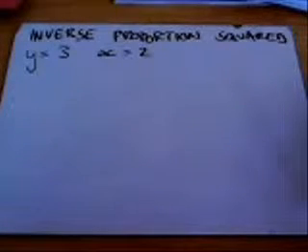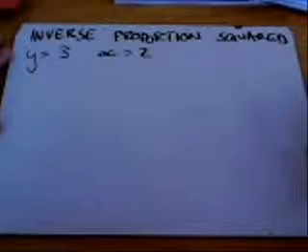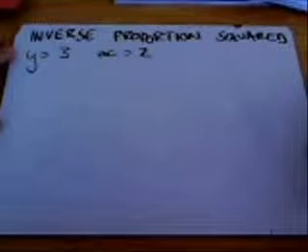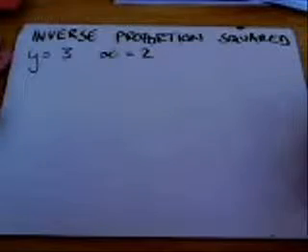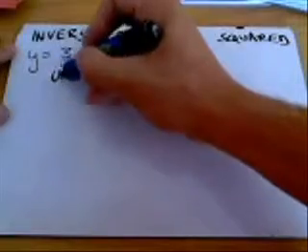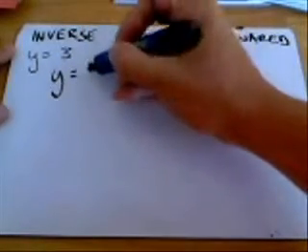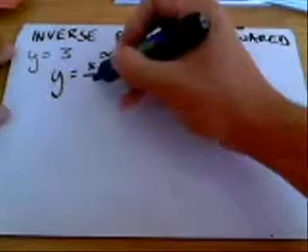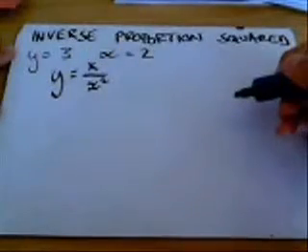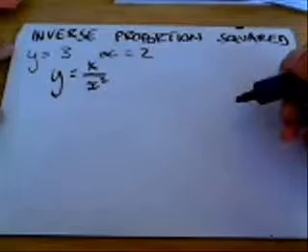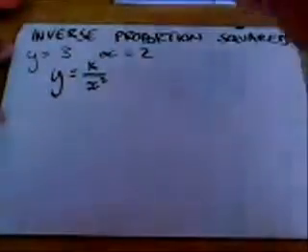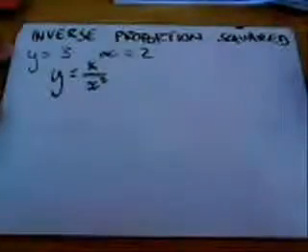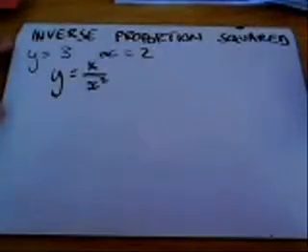Okay, inverse proportion squared. If we're given two values, y equals 3 and x equals 2, and we're told that they're inversely proportional squared to each other, this means that y equals k, the constant, over x squared. So, the first thing we want to do is find out what that constant k is. So, let's put our values into the equation and solve for k.